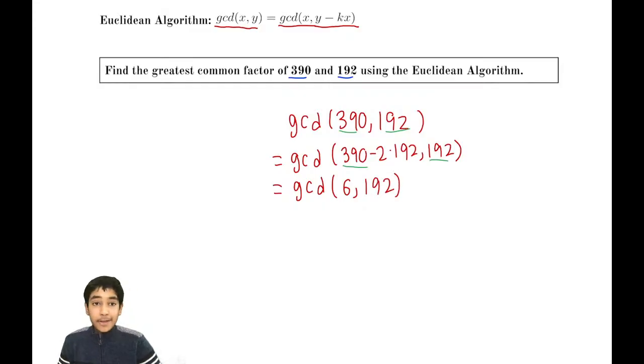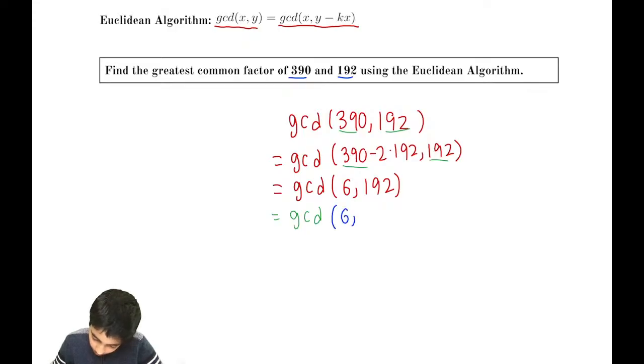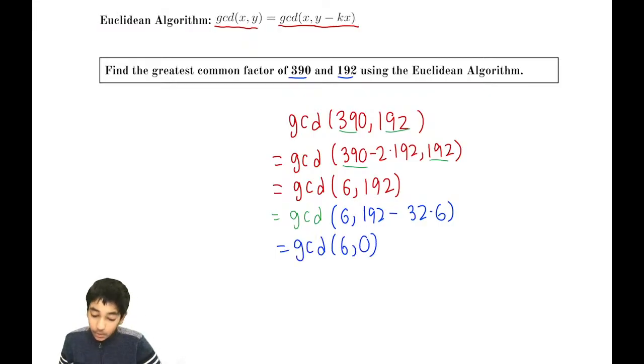But we're not done. We can apply the Euclidean algorithm yet again. And this gives us the GCD of 6 and 192 minus 32 times 6, because 192 is equal to 32 times 6. This is just equal to the GCD of 6 and 0. And what is the value of this? The GCD of a number and 0 is always just the number. So 6. So the greatest common factor of 390 and 192 is 6. And this is a very clever example of the Euclidean algorithm being applied to a problem.